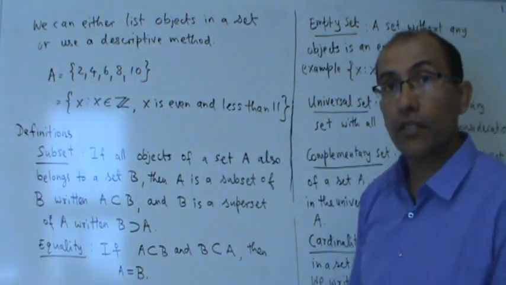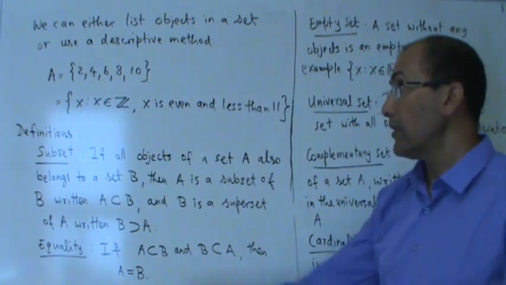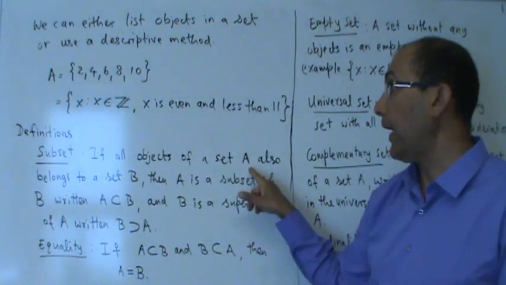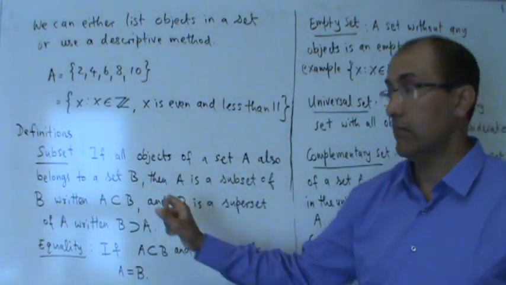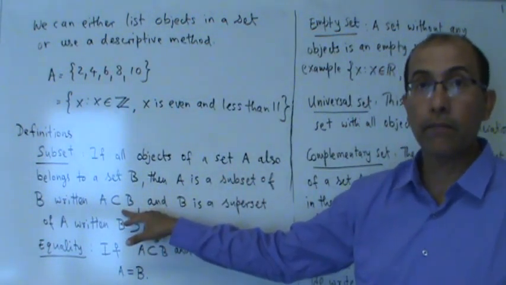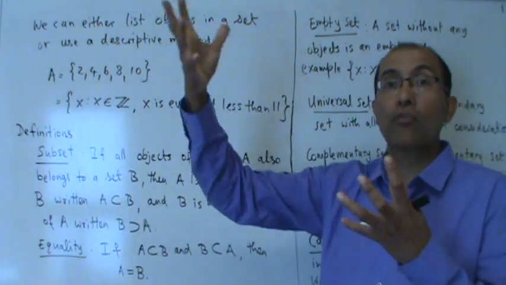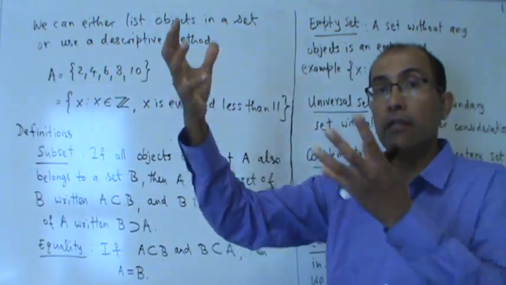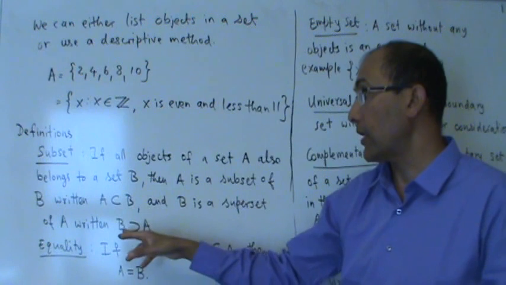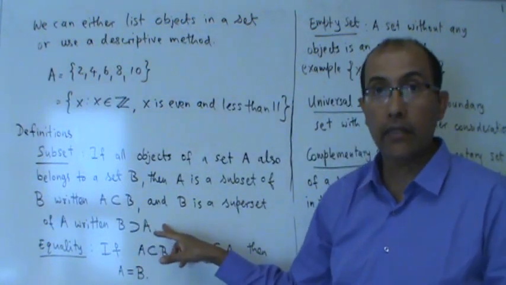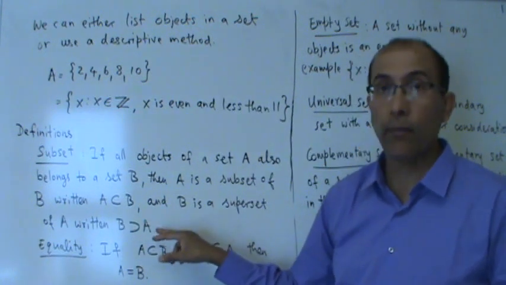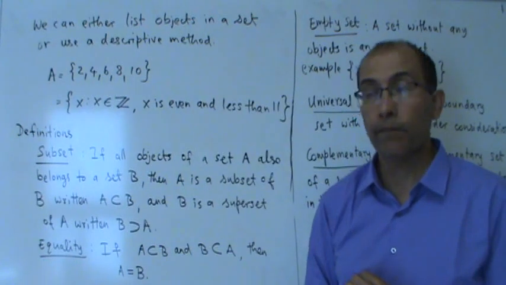So there are some definitions associated with the set. So first we need to know what is a subset. A subset: if all objects of a set A also belong to a set B, then A is a subset of B, and we write A is a subset of B. So everything that's in A must also be in another set B. Then A is a subset of this set B. And then we call B the superset of A, and we write B encloses A. So this direction is important. B is the superset, A is the subset, but that's inferred here as well.